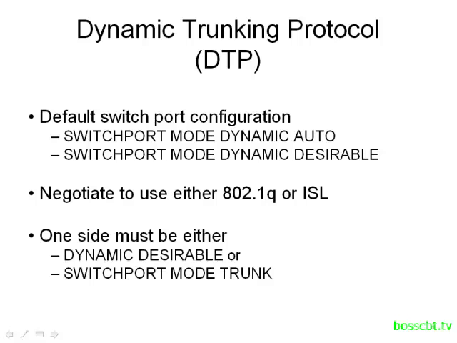So if one side is in dynamic auto mode, then the other side must be, like we said, either in dynamic desirable mode or in a new mode, yet another mode, and this is the mode trunk. It's kind of confusing because all of these methods are bringing us, hopefully, to become a trunk, but this particular mode is different than the other two. See, the other two have the word dynamic in it?